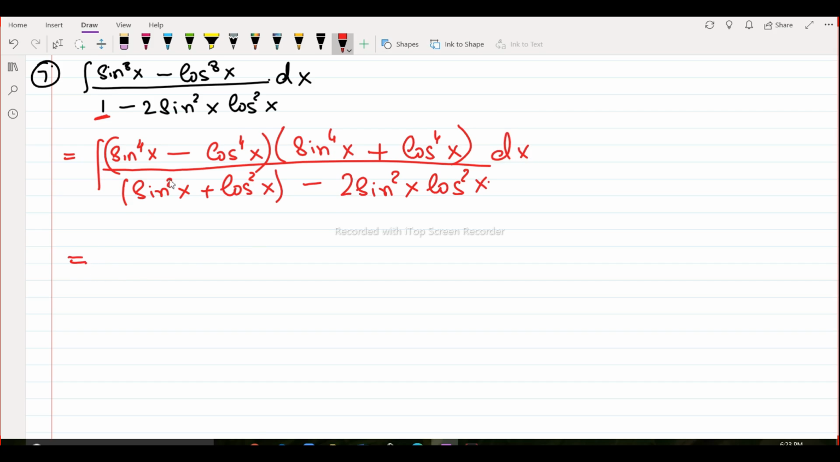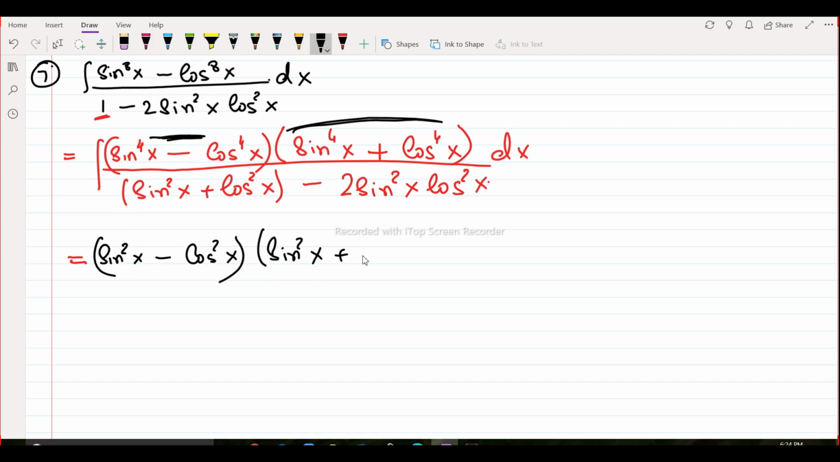Now, many students make the mistake of writing sine raised to 4 plus cos raised to 4 as 1. So this is not 1. Sine square plus cos square is 1. And this can be further manipulated. So sine raised to 4 minus cos raised to 4, I can write as sine square x minus cos square x into sine square x plus cos square x into sine raised to 4x plus cos raised to 4x dx.